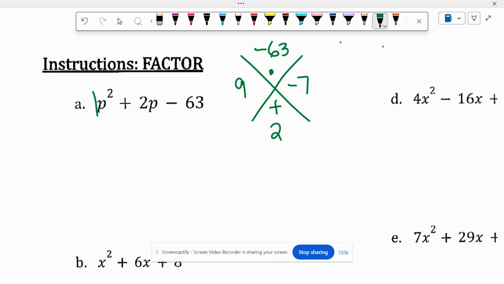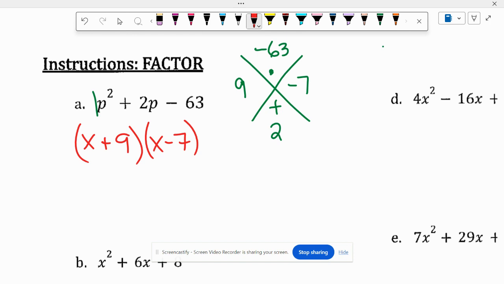What's positive 7 and negative 9 when I add them together? So scroll down some more. Scroll down past the positive 7. Do you see it? Okay. So the two factors that I'm using are X plus 9 and X minus 7. X plus 9 and X minus 7.